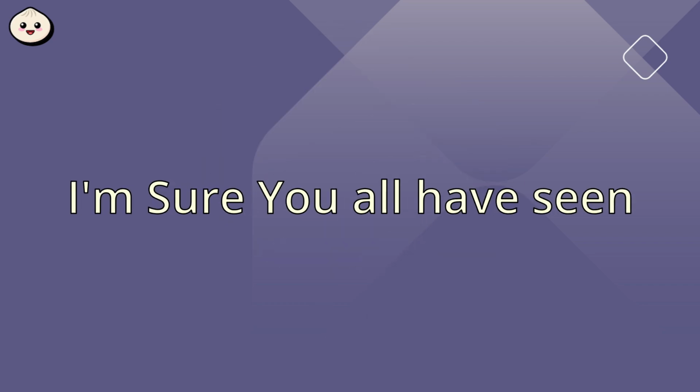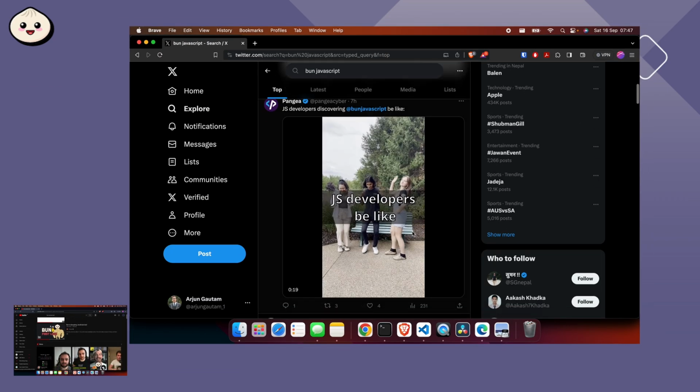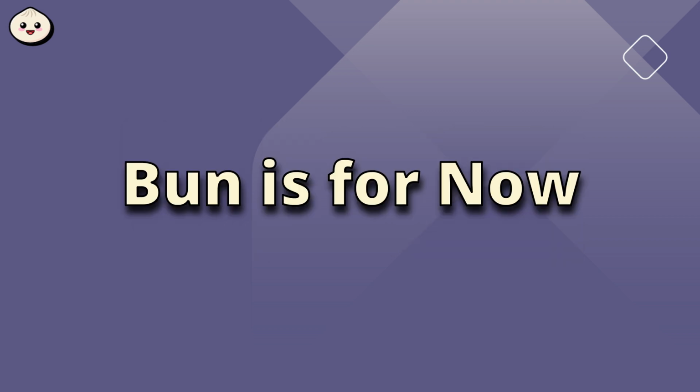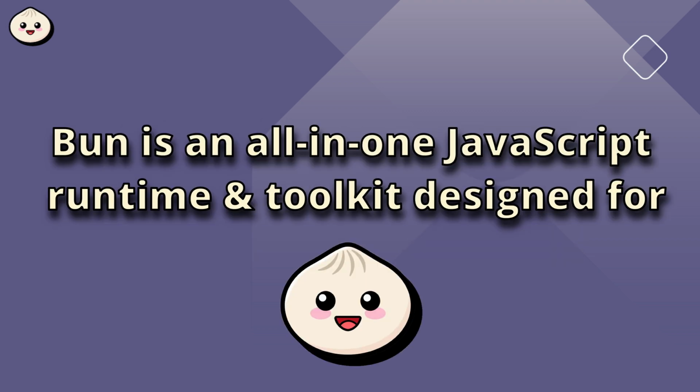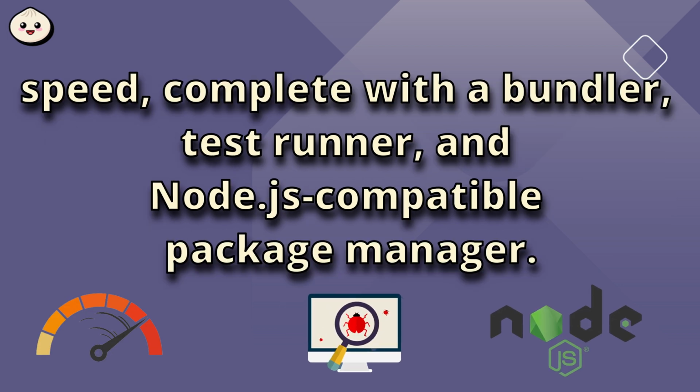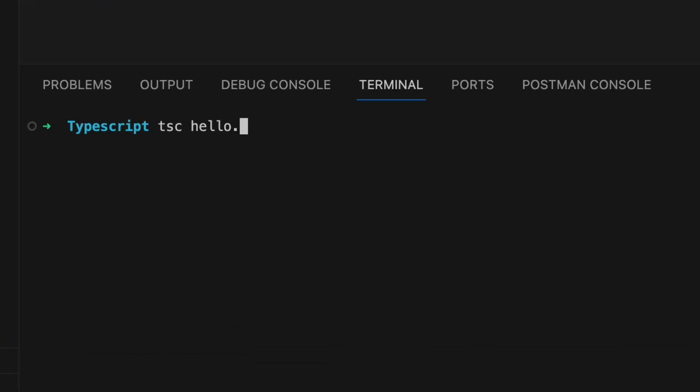Bun. I'm sure you all have seen a lot of videos, tweets and benchmarks till now. It seems like Bun is not just the future, it's the now. Bun is an all-in-one JavaScript runtime and toolkit designed for speed, complete with the bundler, test runner and Node.js-compatible package manager. For running a simple TypeScript file, we need to transpile the file before we even run it.